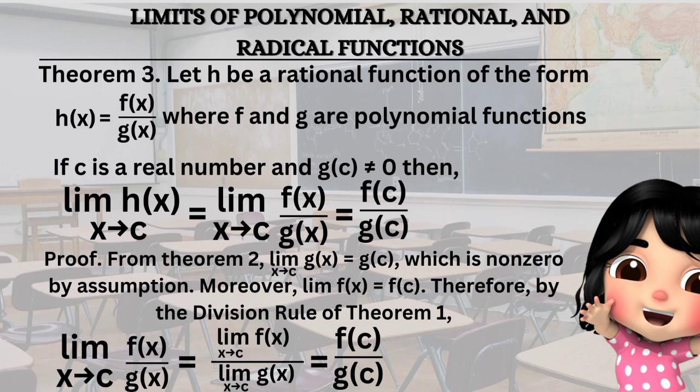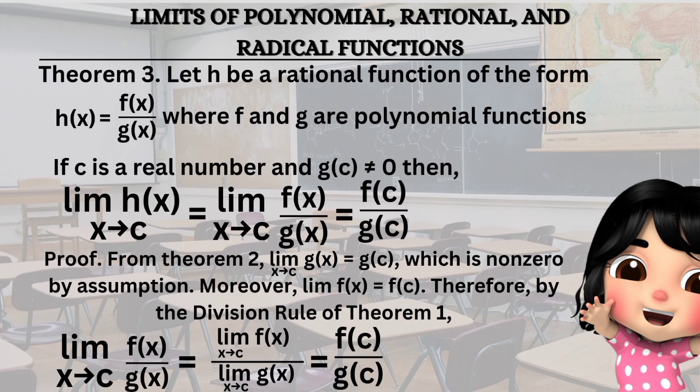Theorem 3. Let h be a rational function of the form h of x is equal to f of x all over g of x, where f and g are polynomial functions. If c is a real number and g of c is not equal to 0, then limit h of x as x approaches c equals limit f of x all over g of x as x approaches c equals f of c all over g of c.